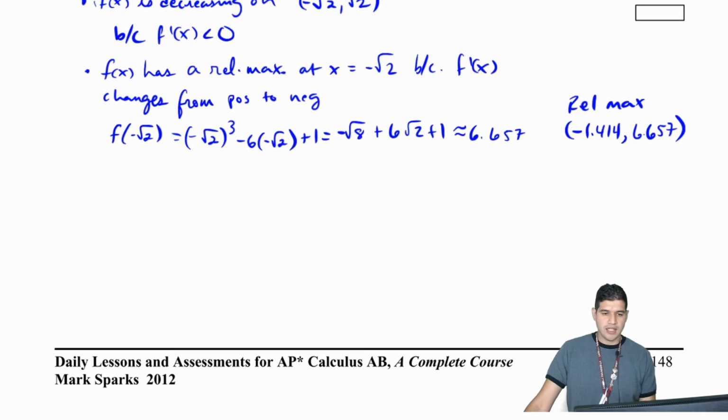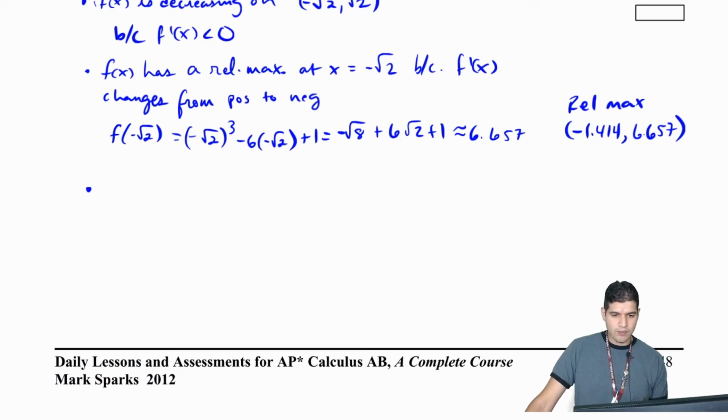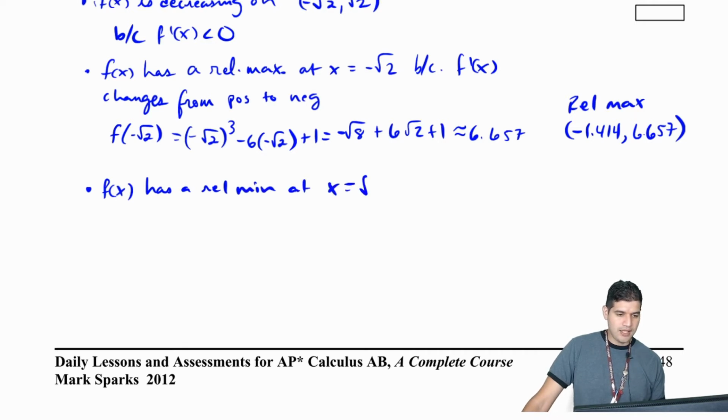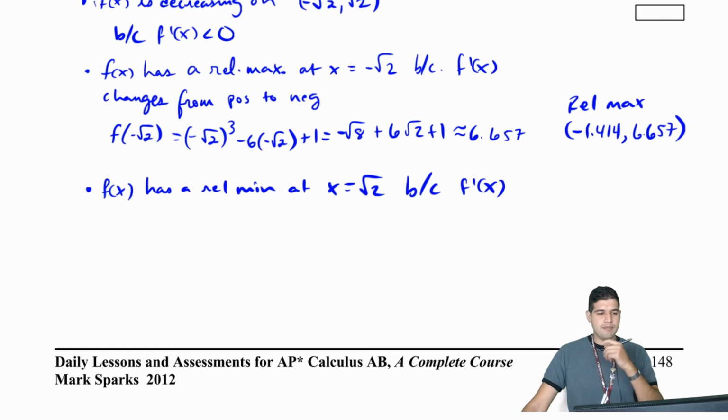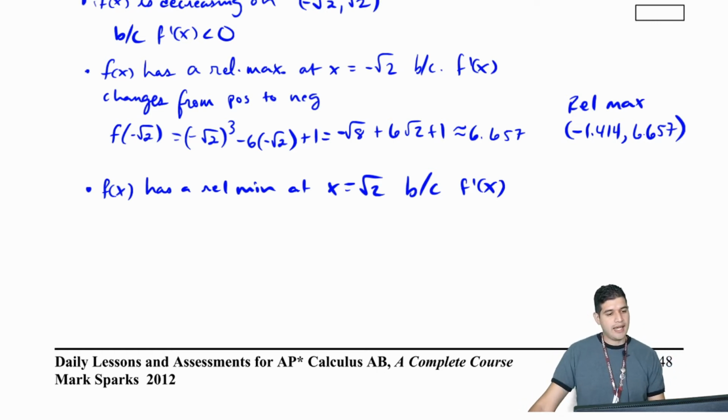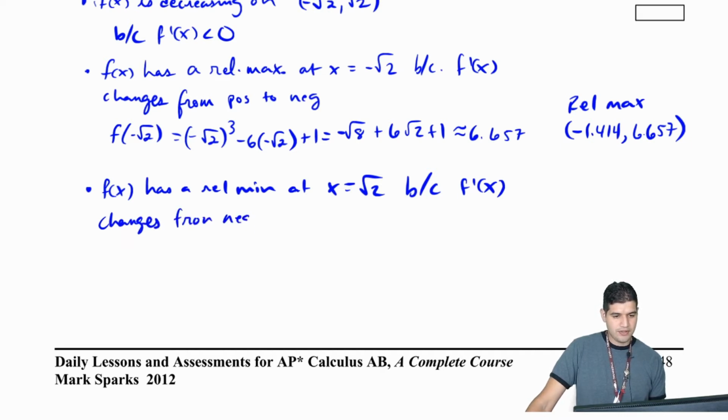But I'm not done here, because I still need to do another part. I need to say, where do we have a relative minimum? So f of x has a relative minimum at x equals positive square root of 2. And the reason I know that is because the table that we made above, the sign chart, shows that f prime of x changes. The signs change from negative to positive.